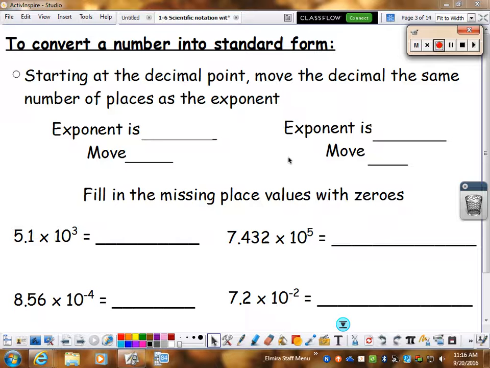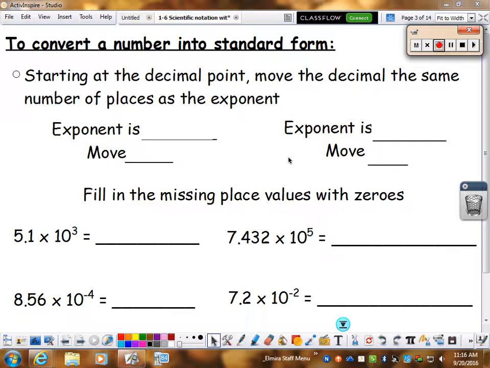This is the video for the second half of lesson 1-6, converting with scientific notation. Yesterday we took regular numbers and put them in scientific notation. Today we're going to take numbers that are in scientific notation and make them back into regular numbers, or standard form, is the right vocabulary for it. Alright, this is pretty easy.